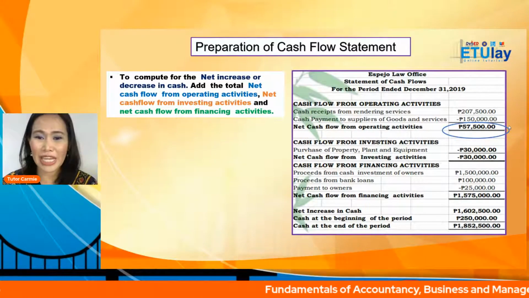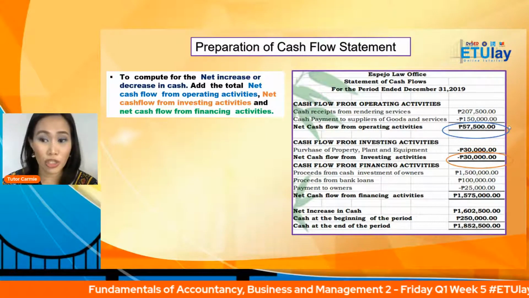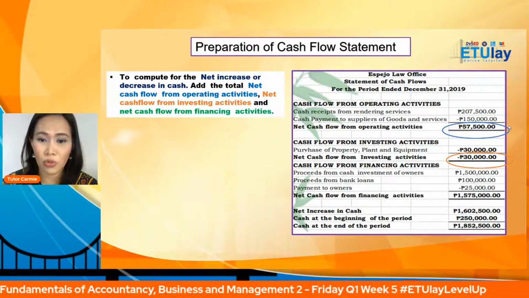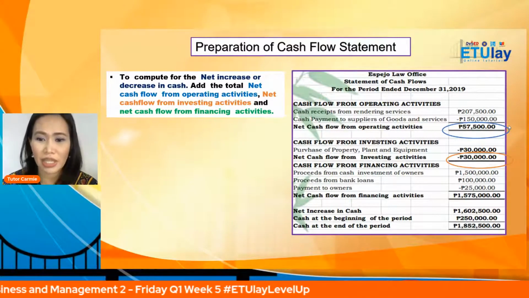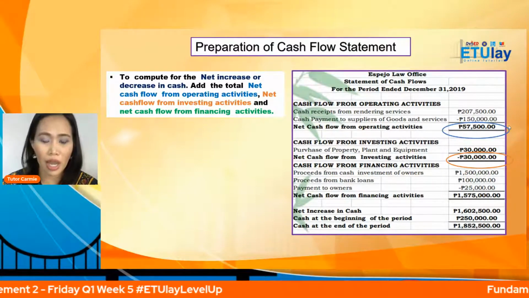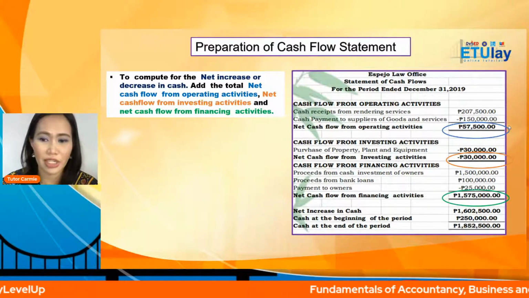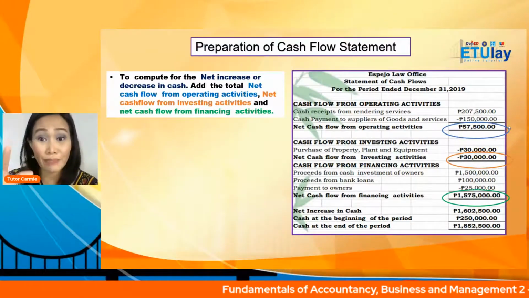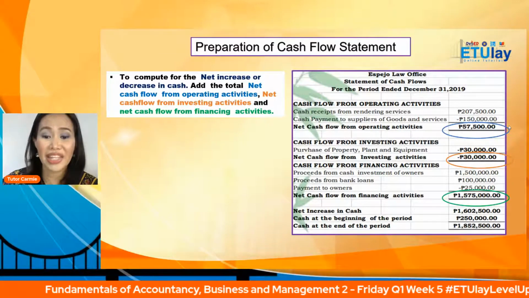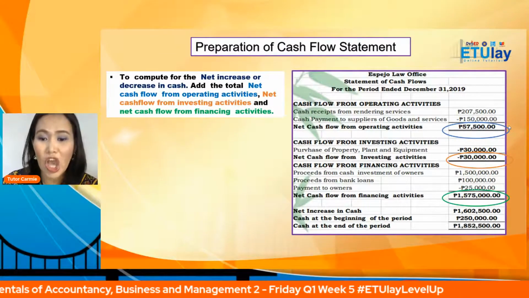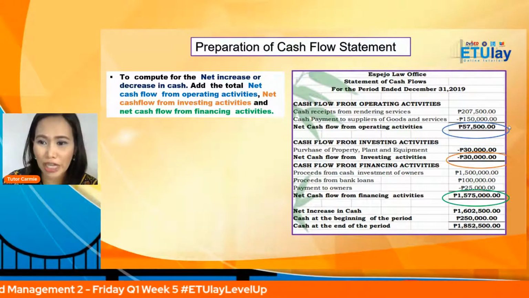So, i-add lang po natin yung net cash flow from operating activities. Okay, kung ililess natin yung net cash flow from investing activities, ililess po natin yan. And then, of course, kung ang binigay po sa atin ay mag-a-add tayo ng net cash flow from financing activities po, lahat po yan, i-add lang po natin. At magkakaroon po tayo ng net increase. Malalaman na po natin kung ano po yung pagbabagong nangyari.